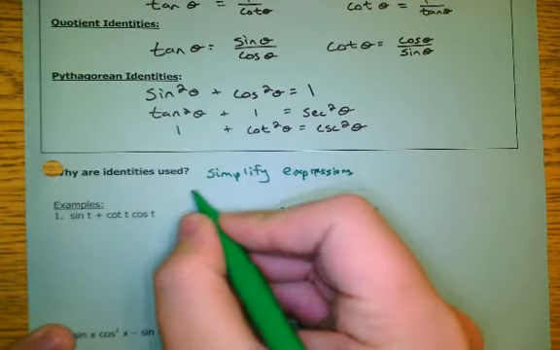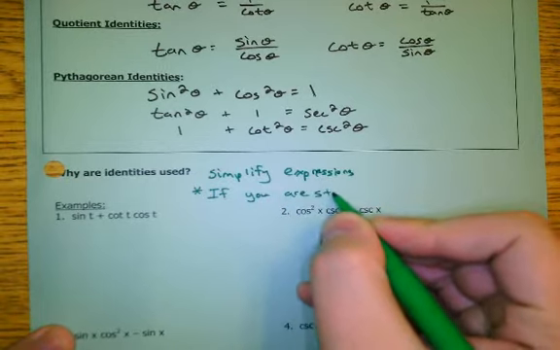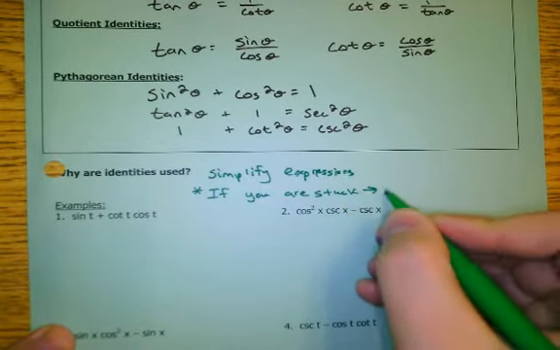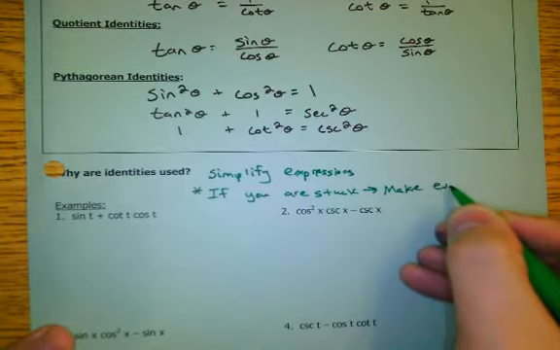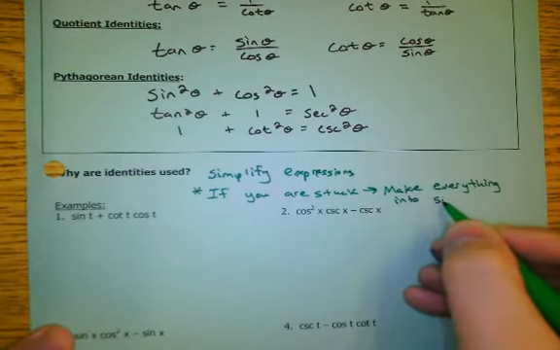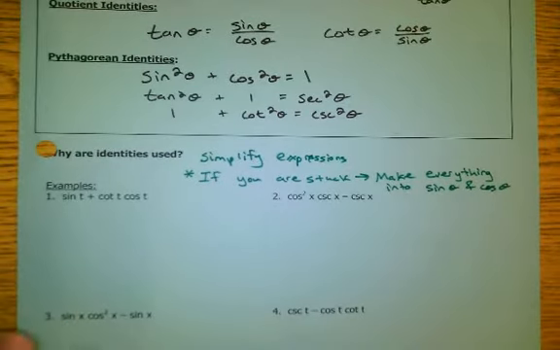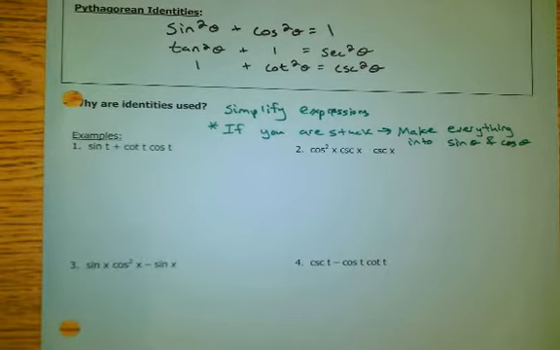Okay, and here's a side note. If you are stuck, make everything into sine and cosine. You'll see what I mean by that as we get going here. If you're like, I don't know what to do, just make everything into sine and cosine. Like in this first one, we need to simplify this. It's sine of t plus cotangent t cosine t. I don't know what to do.